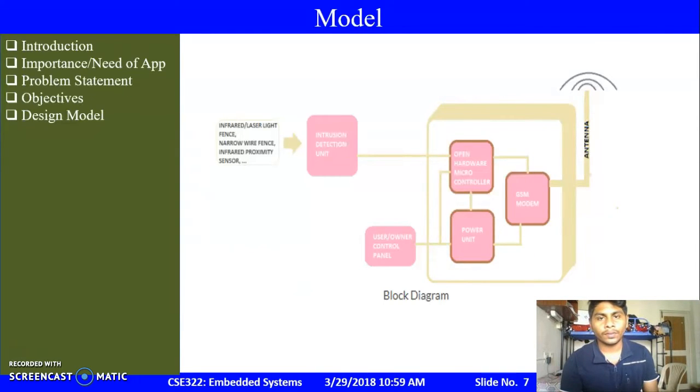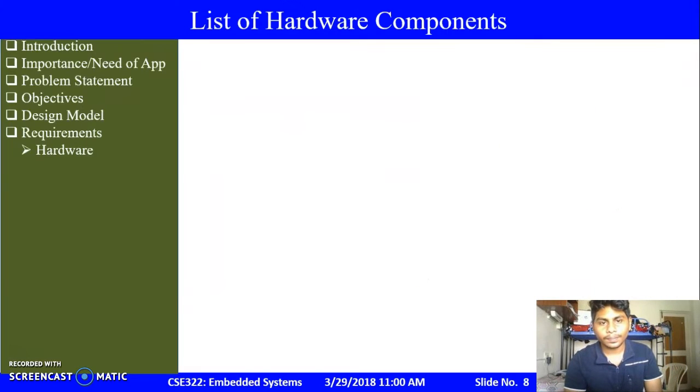If any intruder comes into the fencing, a message comes to our phone. That's the main objective of our project. Here is our model. It consists of an intrusion detection unit, an open hardware microcontroller, a power unit, a user owner control panel and a GSM modem. This block diagram shows how they are connected to each other.